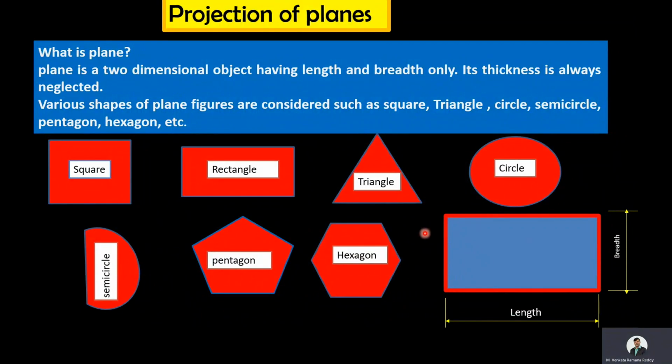Now we'll see what is the basic information they usually supply in the problem. In the case of projection of planes, what is usually asked in the problem? To draw the projections of the given plane object, that is to draw its front view, top view and side view.